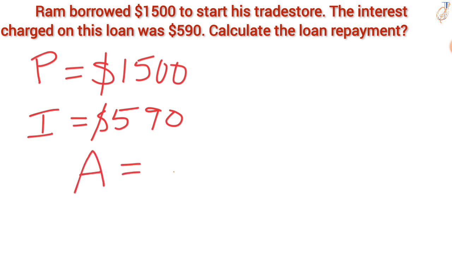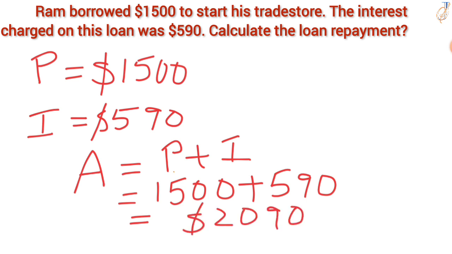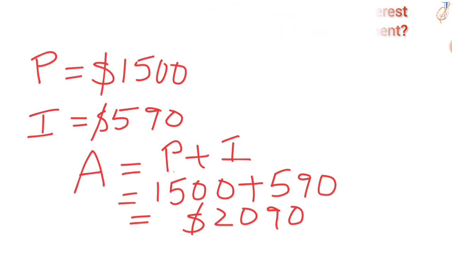How can you get the amount? Whenever we add the interest to the principal, then only you get the amount. So they are giving directly. The principal is 1,500 and the interest they have given is 590. Simply add this, then you will get the amount. After adding, you will get $2,090. So according to the question, you have to give your answers.